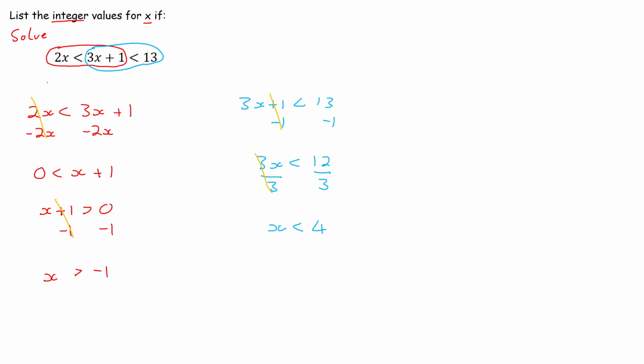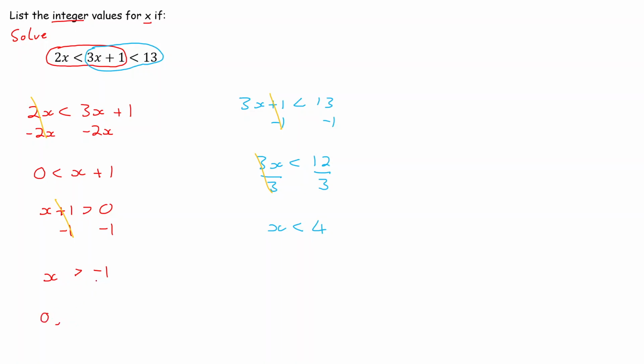Okay, so I've solved the inequalities, but it's saying list the integer values. So if I write out what this really means, you will see. So if x is greater than minus 1, we're looking at numbers that are bigger than minus 1. And let's just write out a few. So bigger than minus 1, we don't include minus 1. We're going to start at 0.